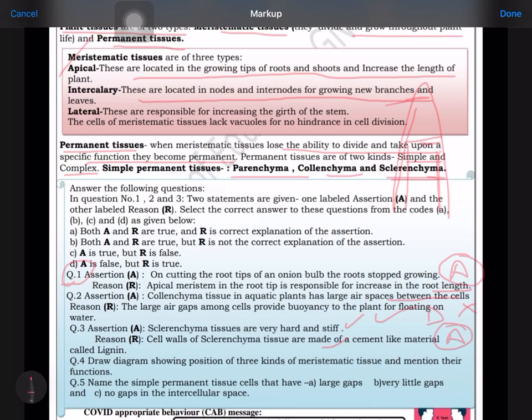Name the simple permanent tissue that has large gaps. The large gaps are present in parenchyma. Very little gaps are present in collenchyma, and no gaps are present in sclerenchyma. So you can write from here: parenchyma, collenchyma and sclerenchyma.